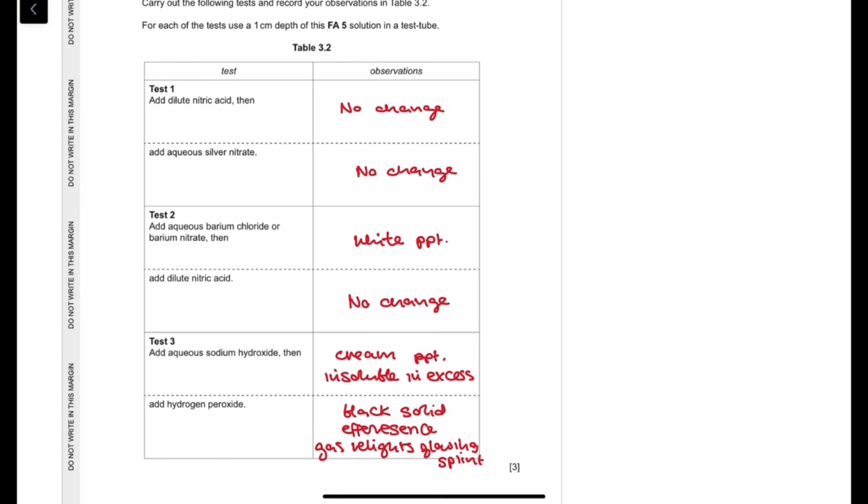Now, a series of test tube reactions are also carried out with FA5, and we know that we have manganese ions involved, but we just don't know with what oxidation state. However, these series of reactions can give us an indicator as to the metal's oxidation state and the compound as a whole. So there are no changes with these two, but there is a change when we add aqueous barium chloride or barium nitrate and we get a white precipitate. This is a very obvious indicator to the presence of SO4 2- ions.